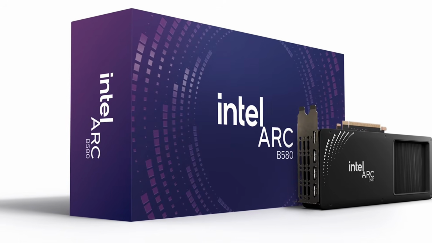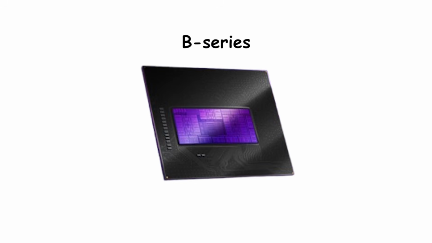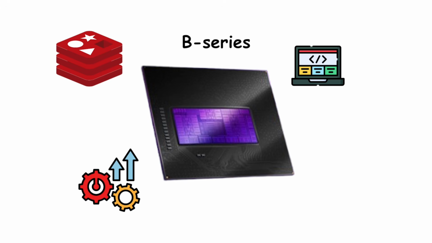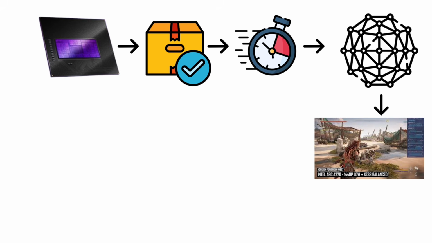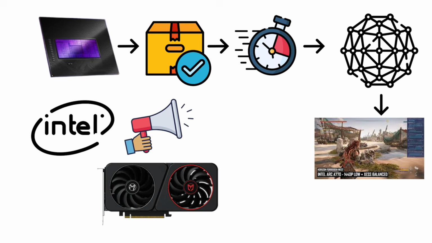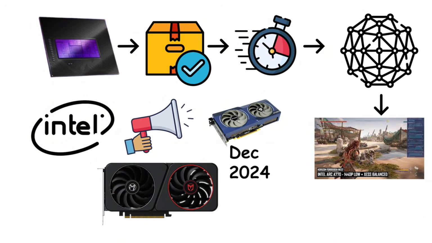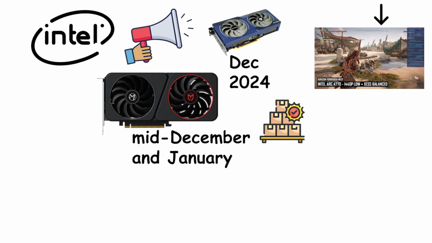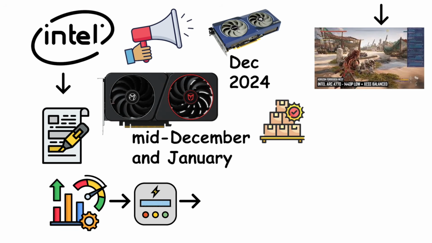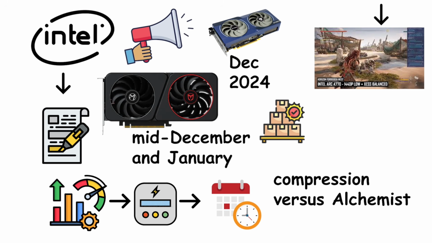The second-generation Arc chips, marketed as the B series, improved front-end throughput, caches, and the ray tracing blocks, and delivered faster mesh shading and broader game compatibility. Intel announced the B580 and B570 in December 2024, with retail availability starting mid-December and January. Intel highlights higher performance per watt and better scheduling and compression versus Alchemist.